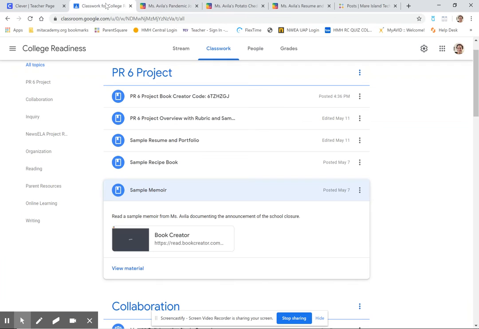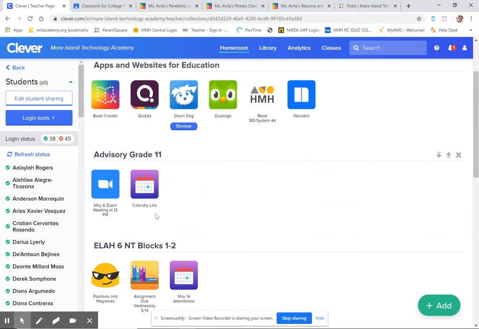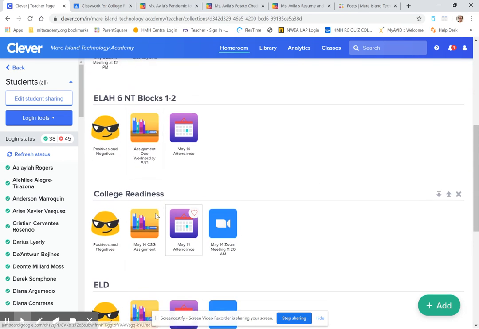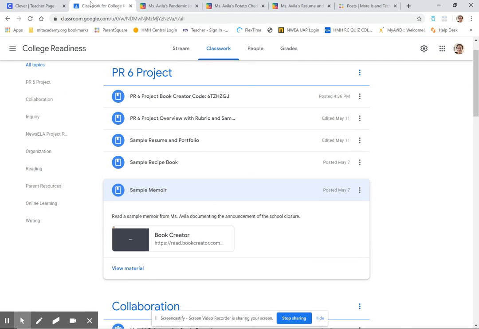So, in conclusion, students need to access College Readiness class through clever.com for attendance and to find the day's assignments, as well as the Zoom sessions. But in order to find information about the project and all past assignments, they need to access Google Classroom.